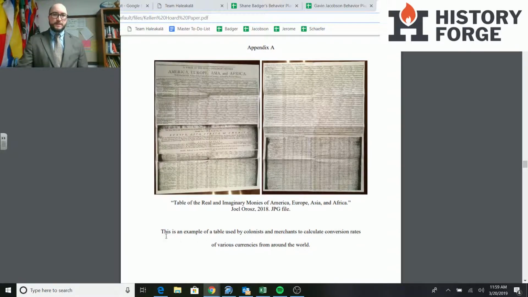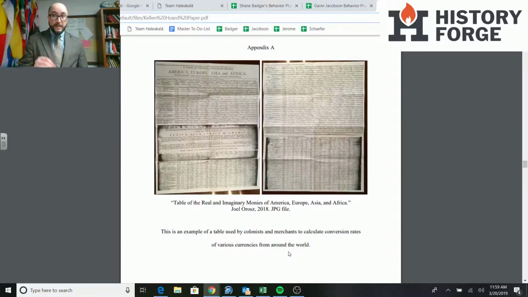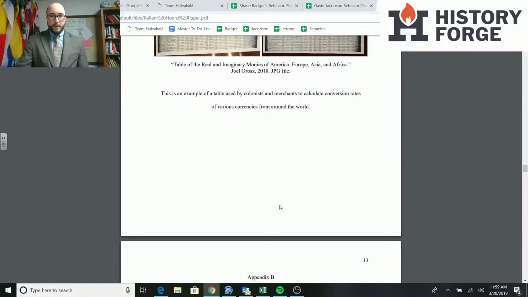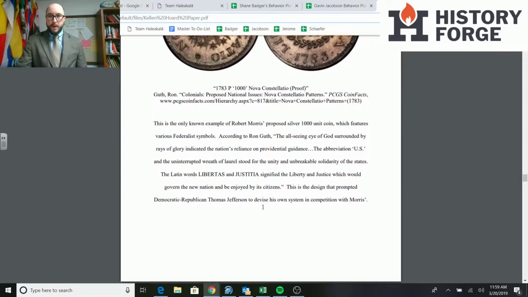So in this case, the student's saying, this is an example of a table used by colonists and merchants to calculate conversion rates of various currencies from around the world. The appendix does not count towards your word count for National History Day, so you can't really do any analysis down here, but you can describe what it is just like this student did. Scrolling down, we have another appendix. Again, you can see that they're just describing it.